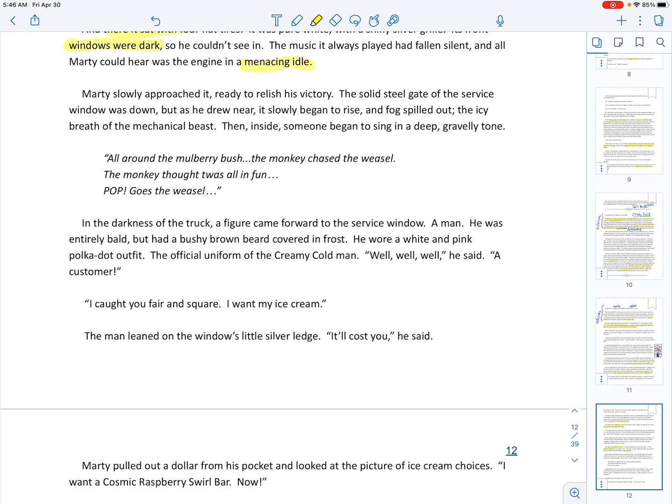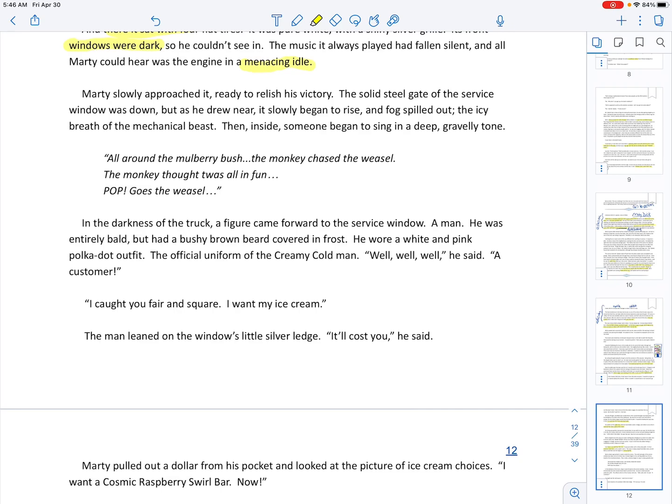In the darkness of the truck, a figure came forward to the service window, a man. He was entirely bald, but had a bushy brown beard covered in frost. He wore a white and pink polka dot uniform, the official uniform of the Creamy Cold Man.